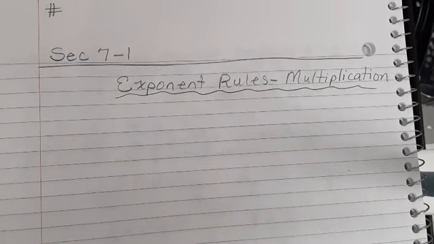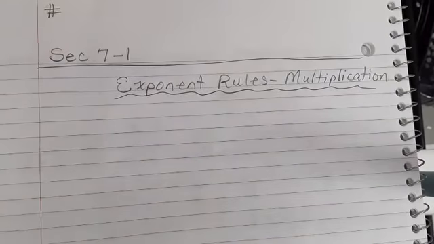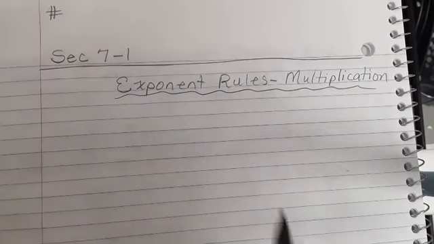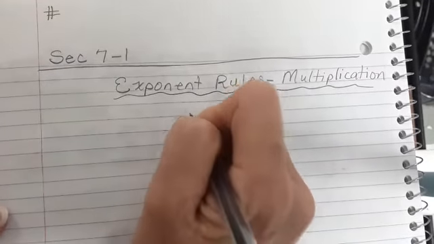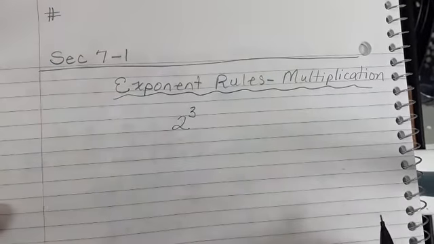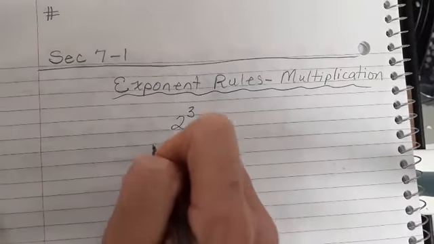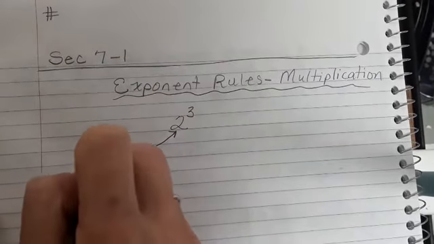All right, so today we're going to talk about exponent rules. And we're going to be dealing with multiplying exponents together. So first you need to remember the basics. If you have something such as 2 to the third power, you need to remember that does not mean 2 times 3. This right here is your base number.